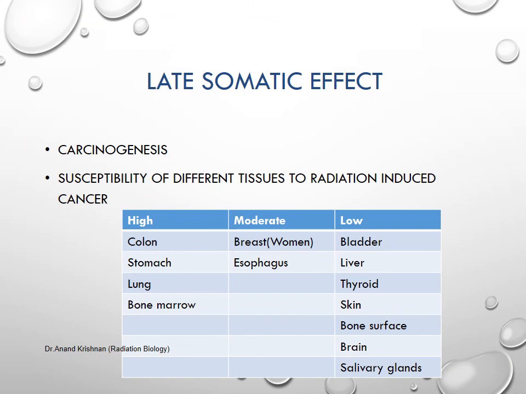And then finally, the late somatic effects. We talked about these late effects, the long-term effects, which generally lead to carcinogenesis. There is susceptibility of different tissues to radiation-induced cancer. The higher possibility of cancer due to radiation is seen in colon, stomach, lung, and bone marrow, moderately in breast and esophagus, and low chances are seen in bladder, liver, skin, bone surface, and salivary glands.